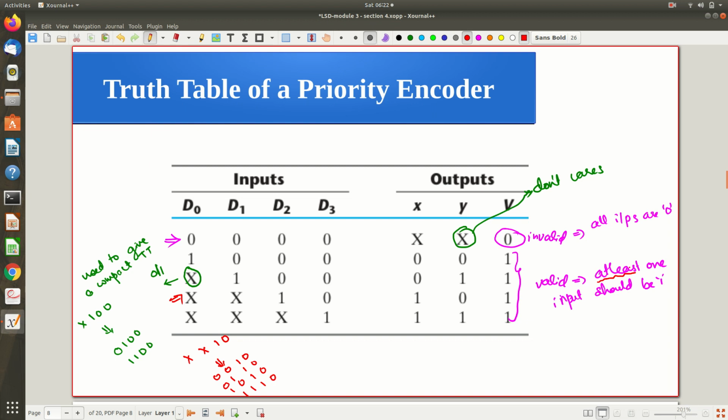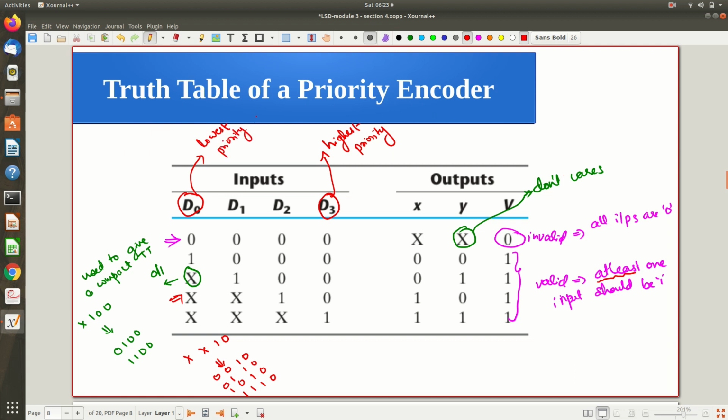Okay, so we have inputs like D0, D1, D2, D3, and the priority order is as per the number given. So assume that D3 has the highest priority. That is the assumption. If you want, you can make D0 the highest priority, and accordingly you can design the circuit, no issue. But in this example given in the textbook, they are assuming the priority like that. So first you understand the priority order. D0 is of lowest priority.